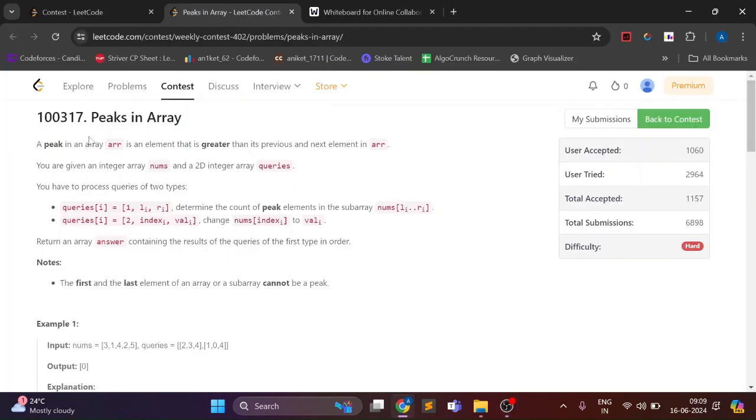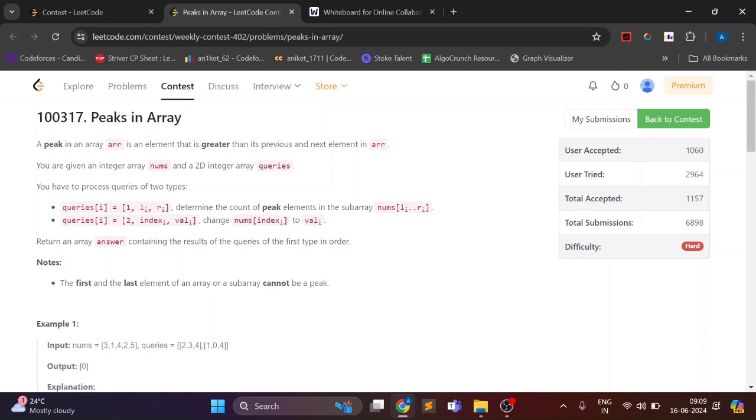Now we will discuss the fourth problem, which is Peaks in Array. A peak in an array is an element which is greater than its previous and next element. In this question we are given two integer arrays, first is nums and second is queries. We have to process the queries and return a vector storing the answers to a specific type of query. In queries there are two types of queries.